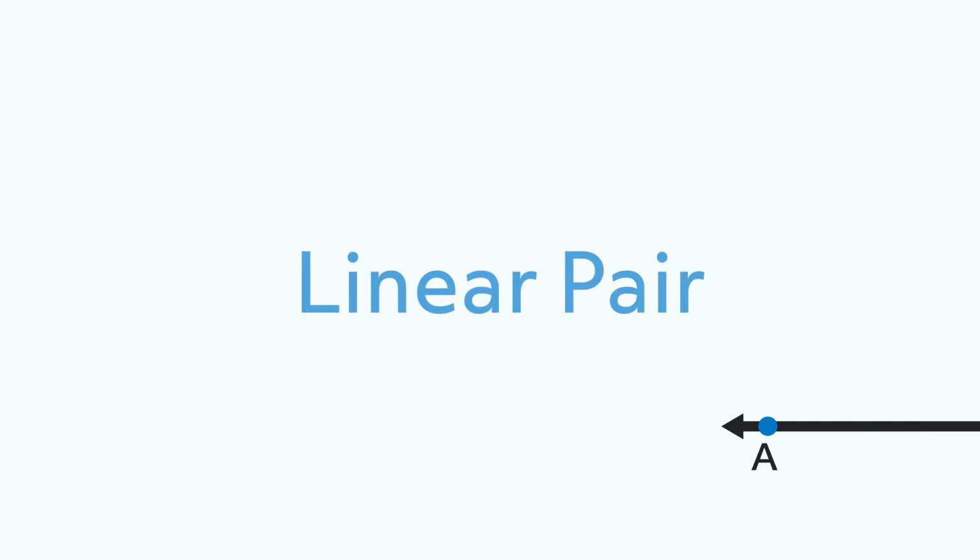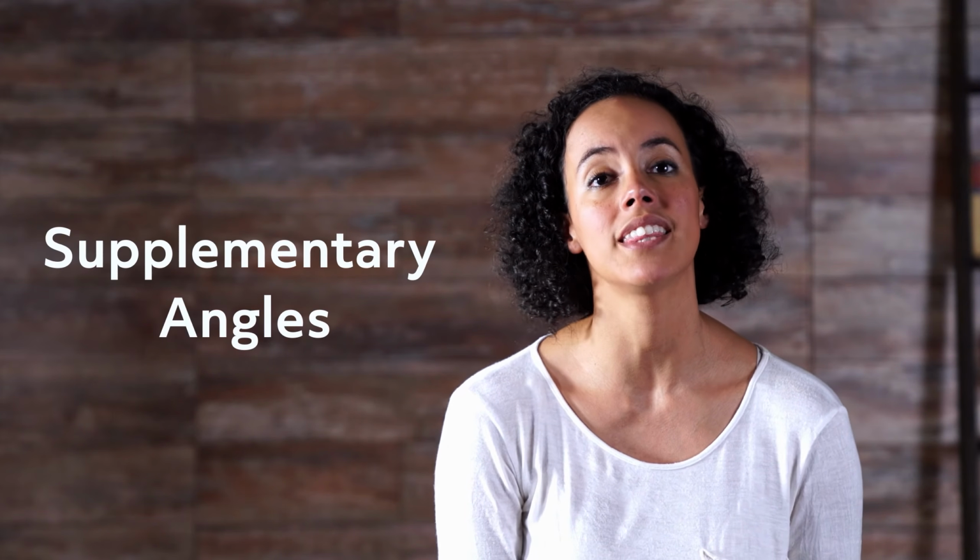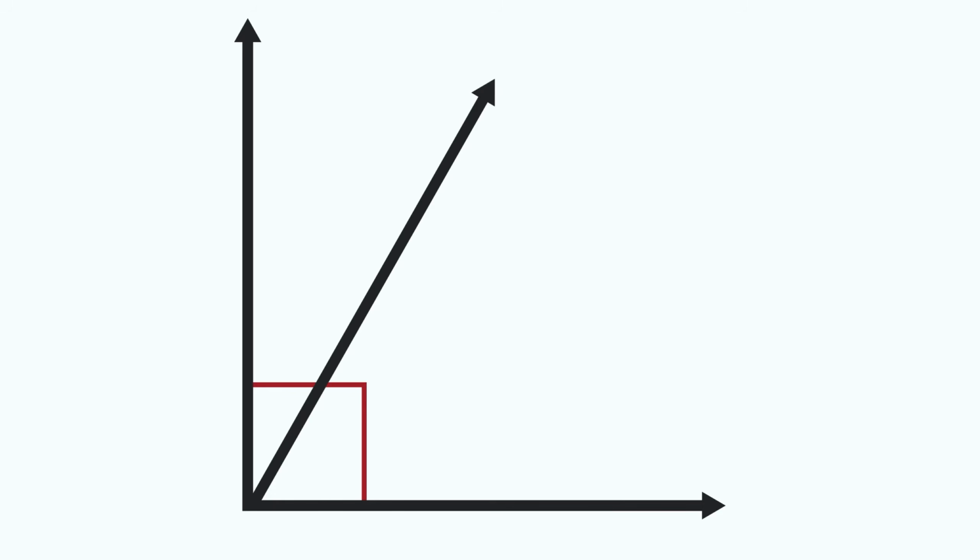This is called a linear pair. Two angles, ABD and DBC, combine to form angle ABC, which is a line. And because the two smaller angles add up to 180 degrees, we can also say that they are supplementary angles. Something very similar happens with right angles. Here's our right angle from before, but with another ray in the middle.